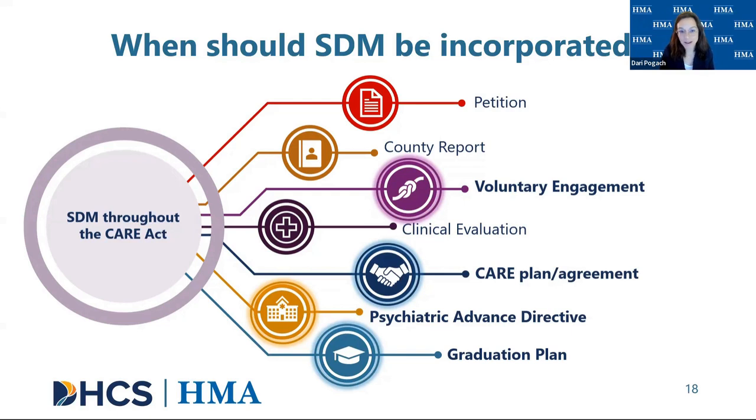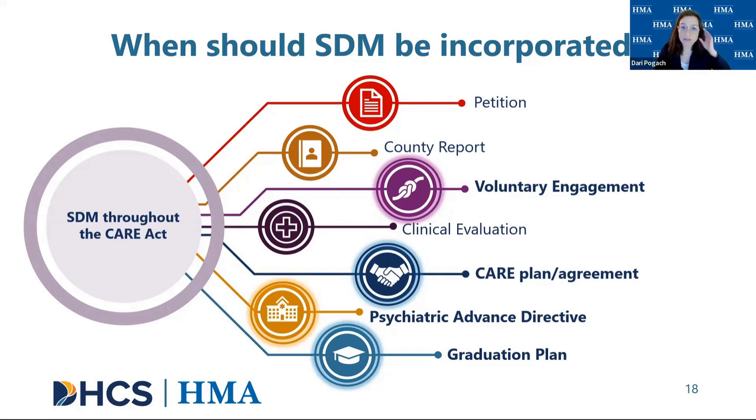But when we get to this idea of voluntary engagement, that's a great example of when supported decision-making might really be helpful, because when you get to that point, the person has a big decision to make. They can decide that they want to engage with behavioral health services. And that's a great opportunity to make sure that they have the services and supports they need to make that decision. The care plan and agreement, again, is going to be a really important part where supported decision-making really has to happen to really be in compliance with the CARE Act statute, where the person is such an involved part of the whole process.